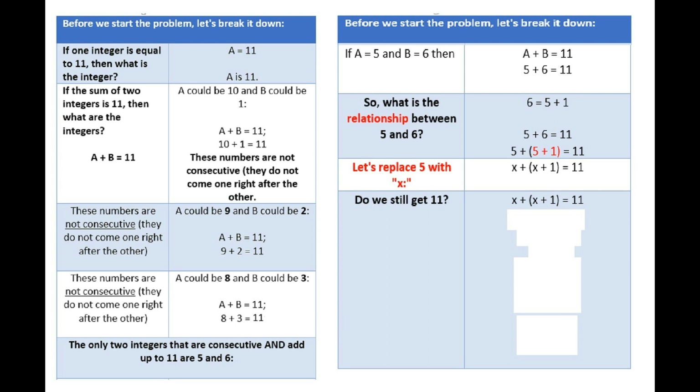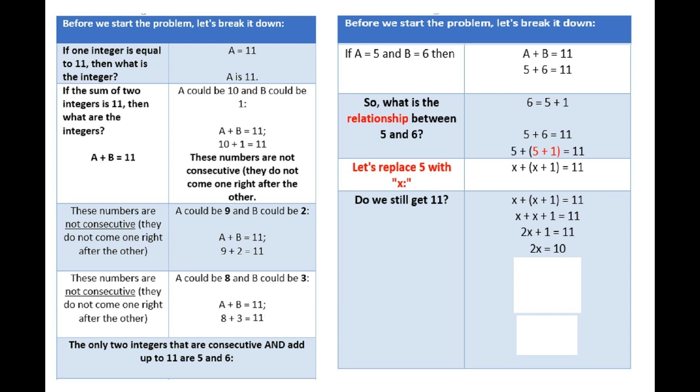Do we still get 11 if we solve this algebraically? And you'll notice I'm going through the steps here. X plus X plus 1 equals 11. We combine our terms. 2x plus 1 equals 11. And then 2x equals 10. And again, I just subtracted 1 from both sides. I didn't show that step, but I did do it.